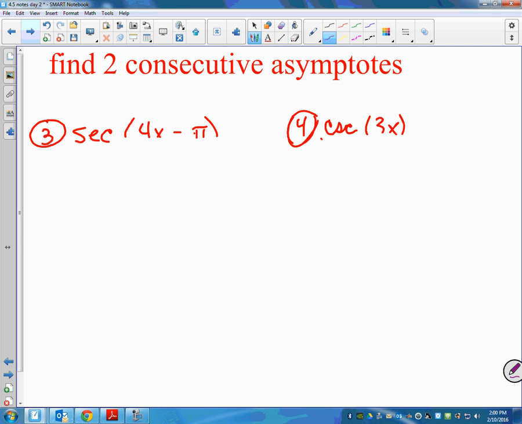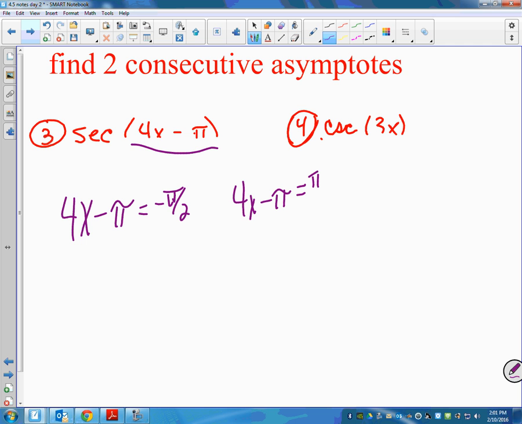So normally secant starts up on the x-axis, so we shift it. And so that's where it gets a little harder to recognize. What I want you to be able to do is know what you're setting it equal to and solve. So secant has cosine on the bottom. What are my asymptotes for cosine on the bottom? Pi halves and negative pi halves. So I'm going to say 4x minus pi is equal to negative pi halves, and 4x minus pi is equal to pi halves. And then, especially with addition and subtraction, we've got to do the algebra correctly and solve this for x.